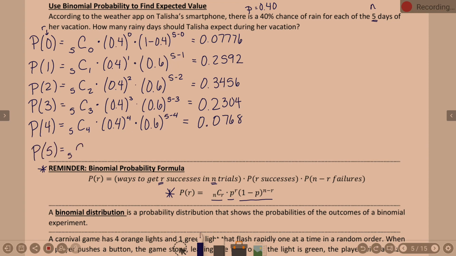Probability that all 5 days are rainy and she has a stinky vacation. No one wants rain every day. So, 4/10 raised to the power of 5, 6/10 raised to the power of 5 minus 5. So really, 5C5 is going to be 1, and 0.6 to the 0 is going to be 1. The only one that matters is 4/10 to the 5th. 0.01024.